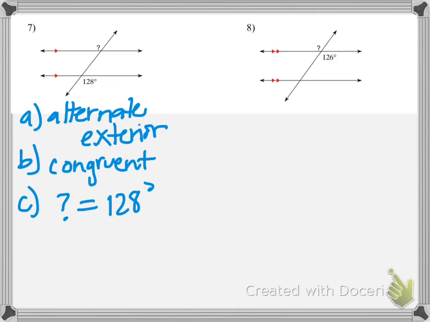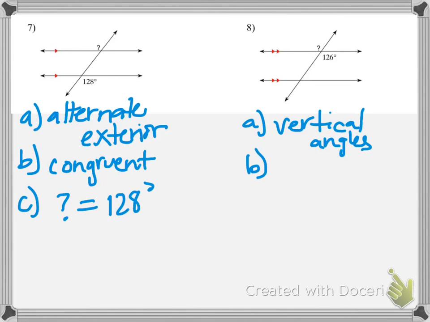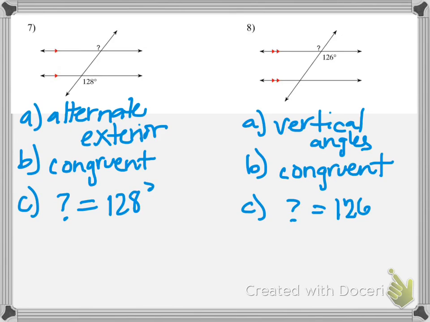Okay. Number 8 here, once again, they're going to touch at one point. And so here, this is what we call vertical angles. Okay. The property of vertical angles is that they are also congruent. And therefore, the setup for this is the question mark is equal to 126 degrees.